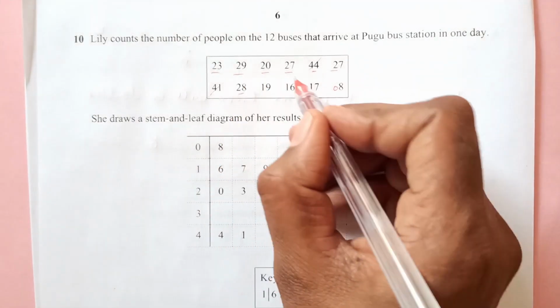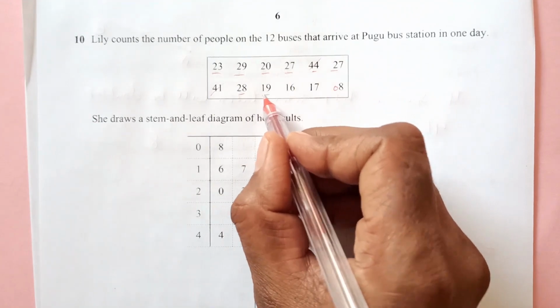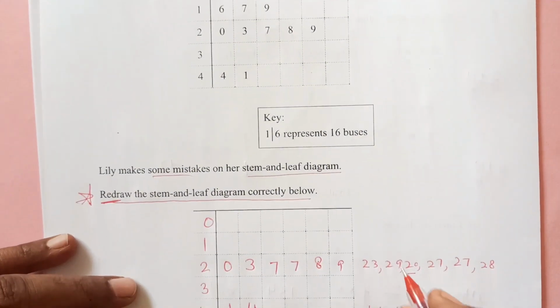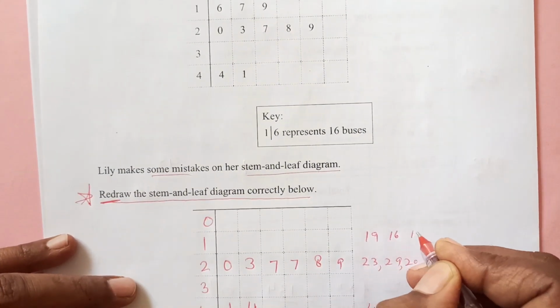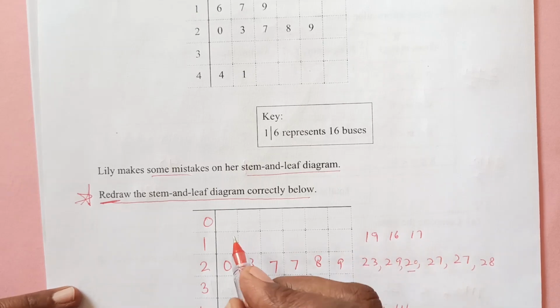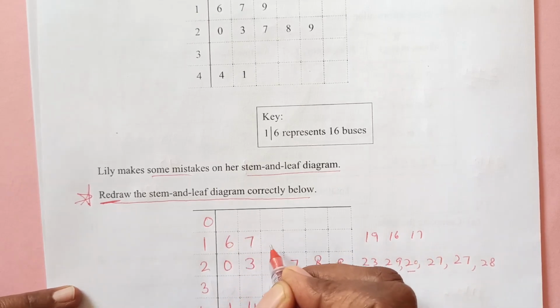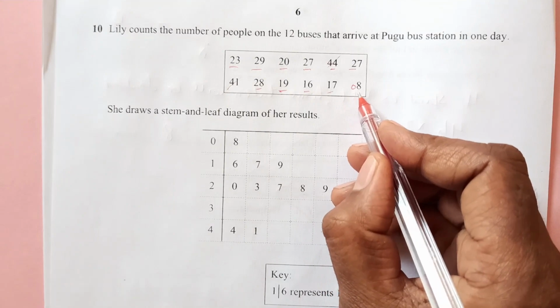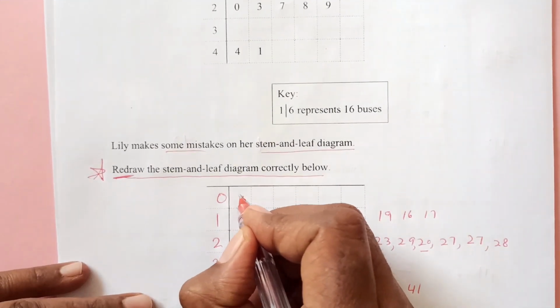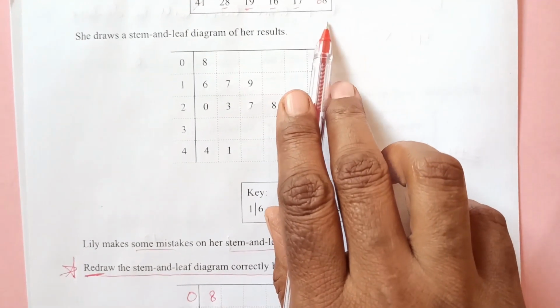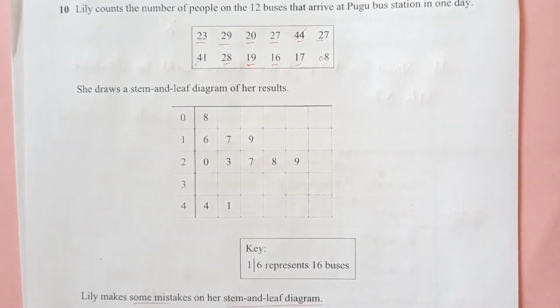What next? We are done with all these numbers. Then we have 19, 16 and 17. So in order, first we will have here 6, 7 and 9. Finally we are left with 8 here. So that will go here because we have only one single digit number, that is only 1.